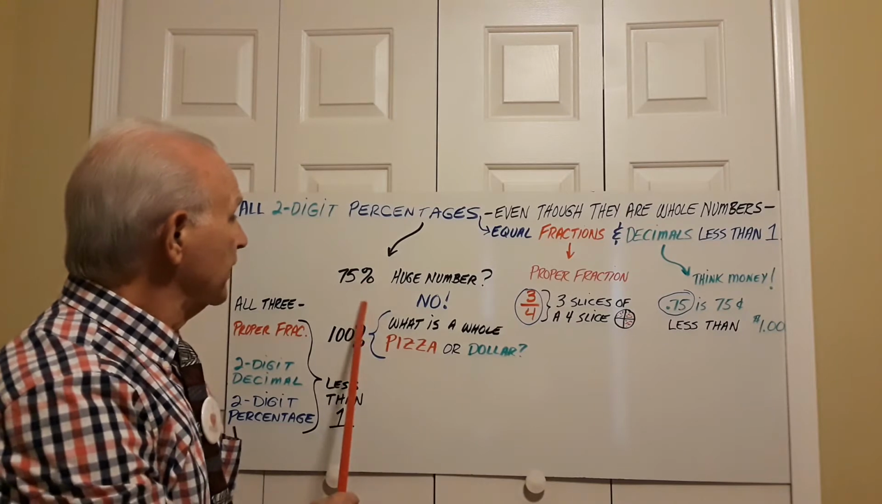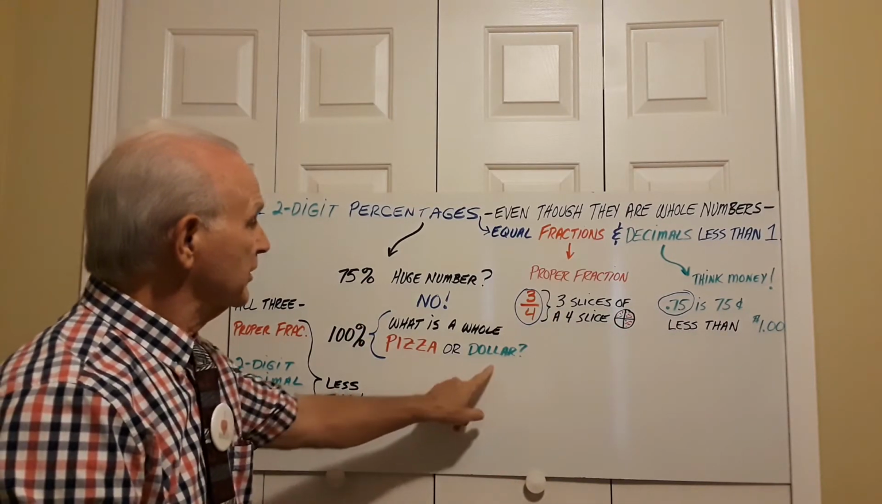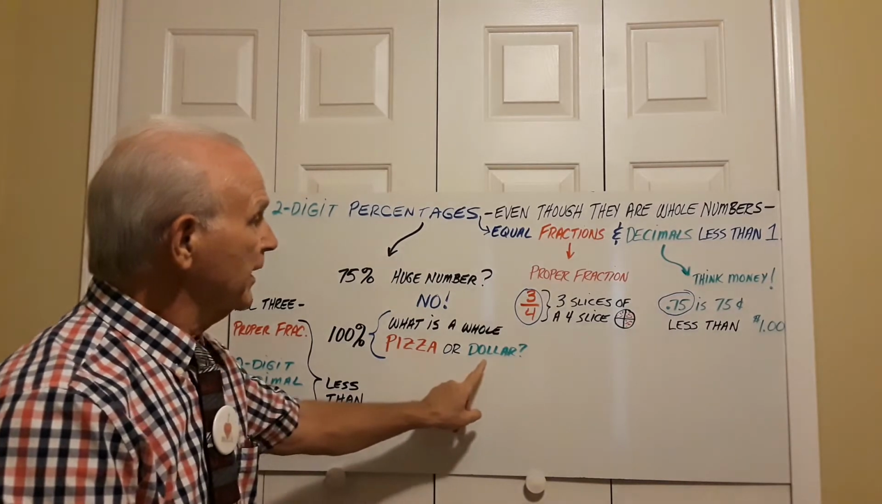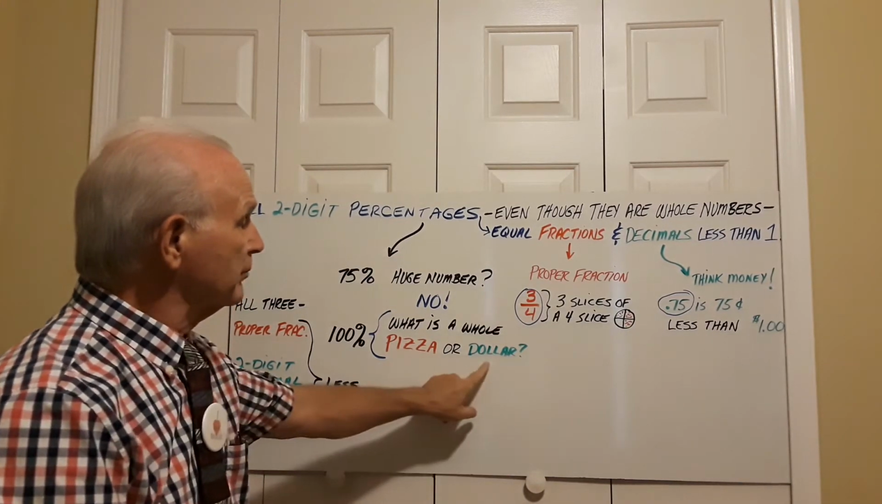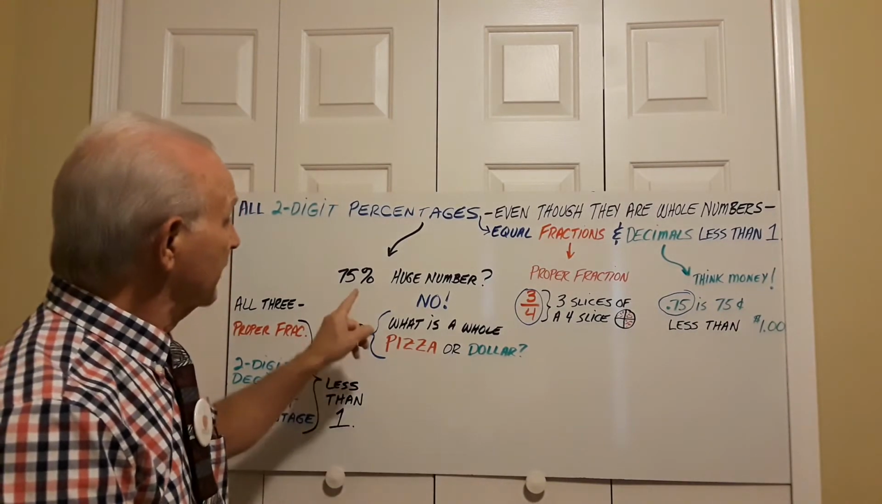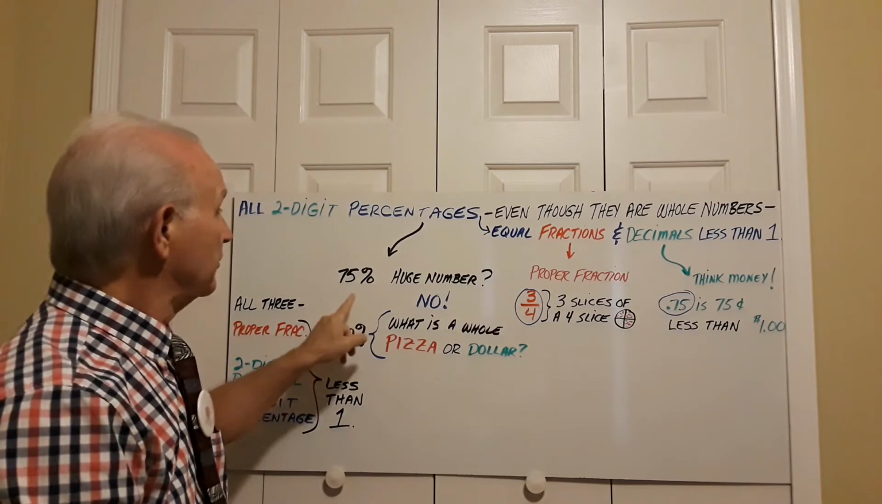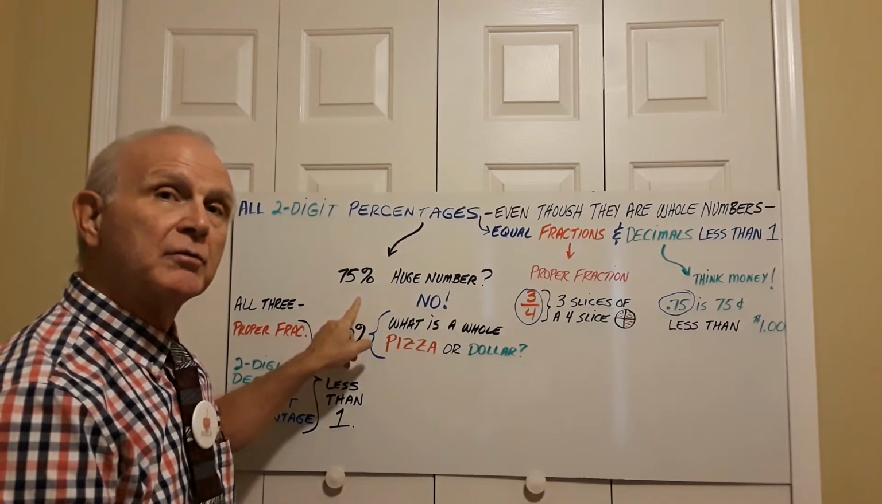In this one, it can be either the pizza or the dollar, and that's what I did here. I linked it with pizza and a dollar. 100% of it. You've got 1.00, and here you have 1 pizza. So 75 is a big number, but 75% is not. It's not even one whole thing.